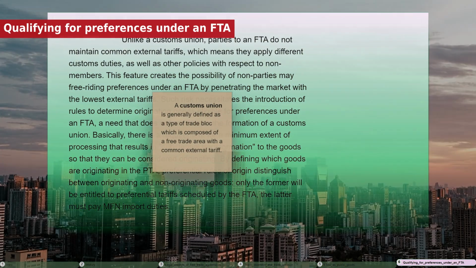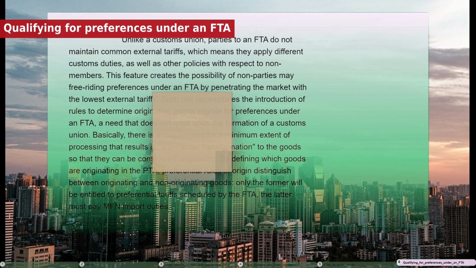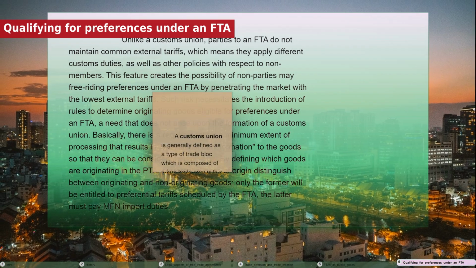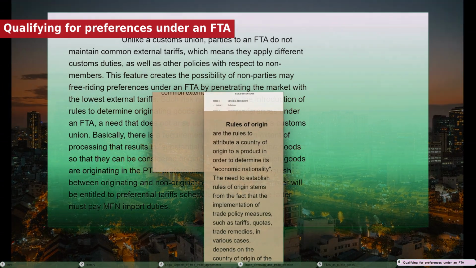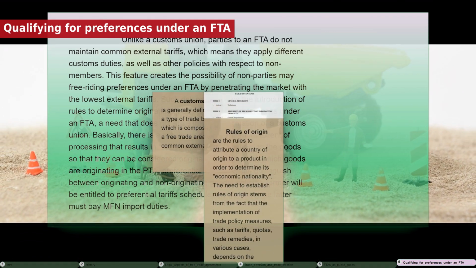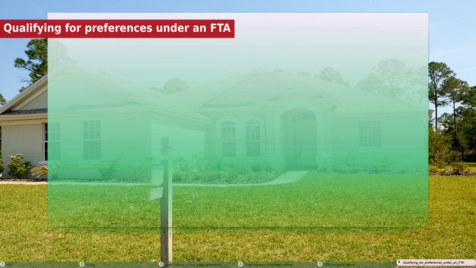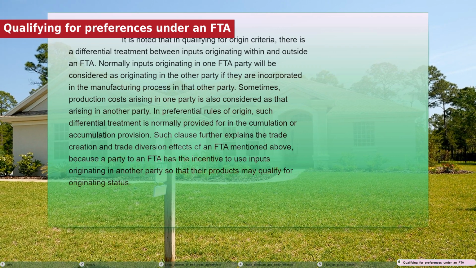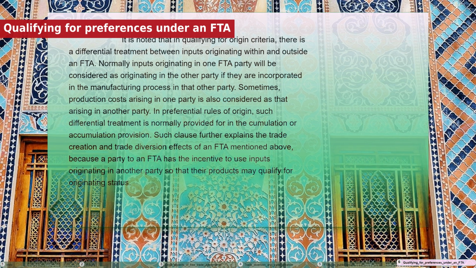FTAs need to define which goods qualify for preferences, ensuring that tariffs only reduce for genuinely produced items. Exactly. This prevents non-members from capitalizing on lower tariffs simply by importing goods through a member country. But what happens when there's a need for inputs from outside the FTA? They'll incorporate substantial transformation criteria, meaning that to qualify for benefits, there has to be enough processing done within the FTA parties. This leads to a lot of strategic decisions about sourcing and will certainly impact trade patterns moving forward.